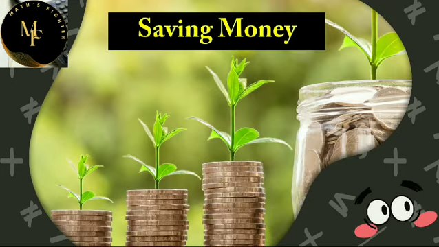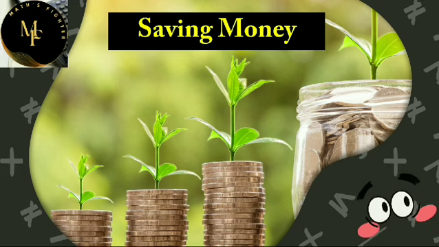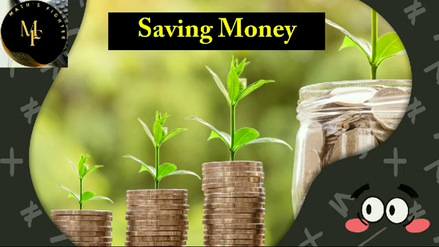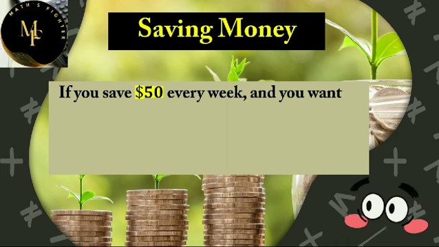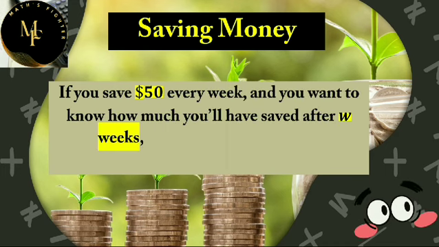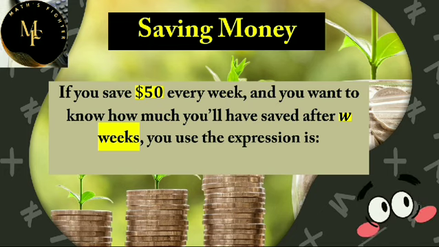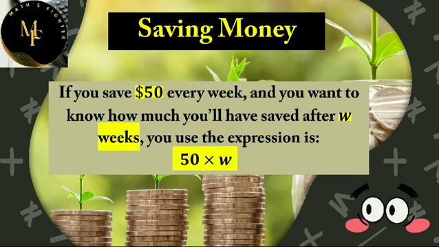Second is saving money. If you save a certain amount of money each week, you can use algebraic expressions to figure out how much you will have saved after a certain number of weeks. So by this example, we will multiply $50 by weeks.